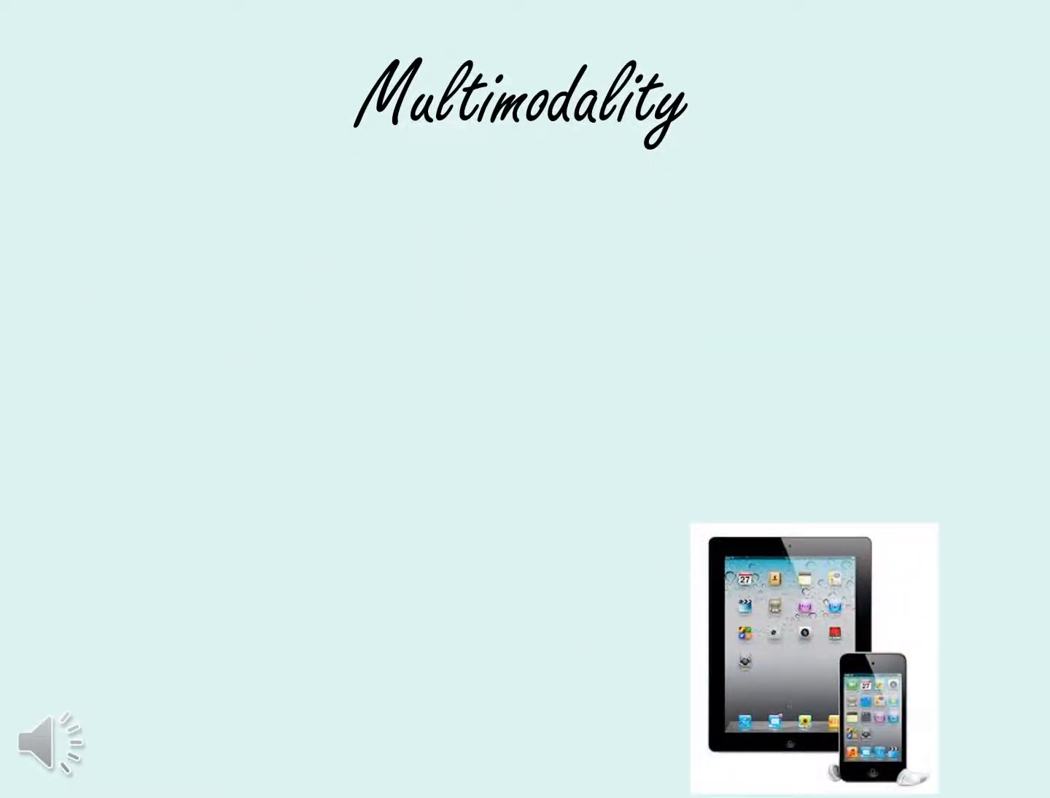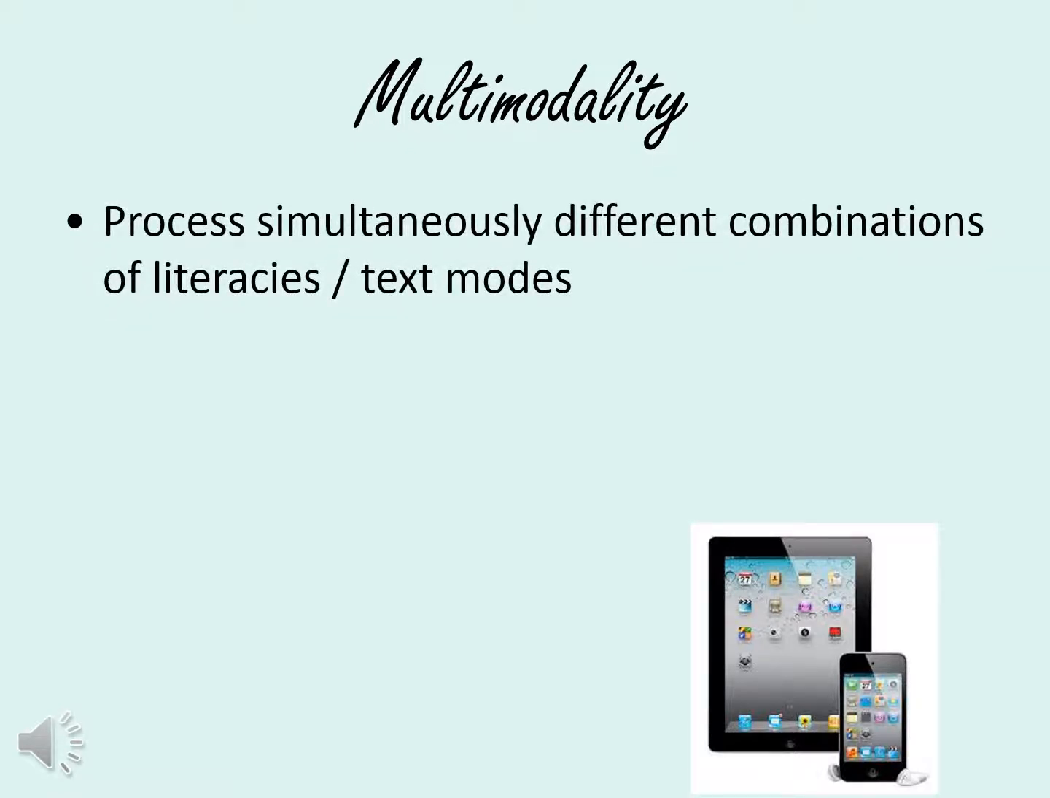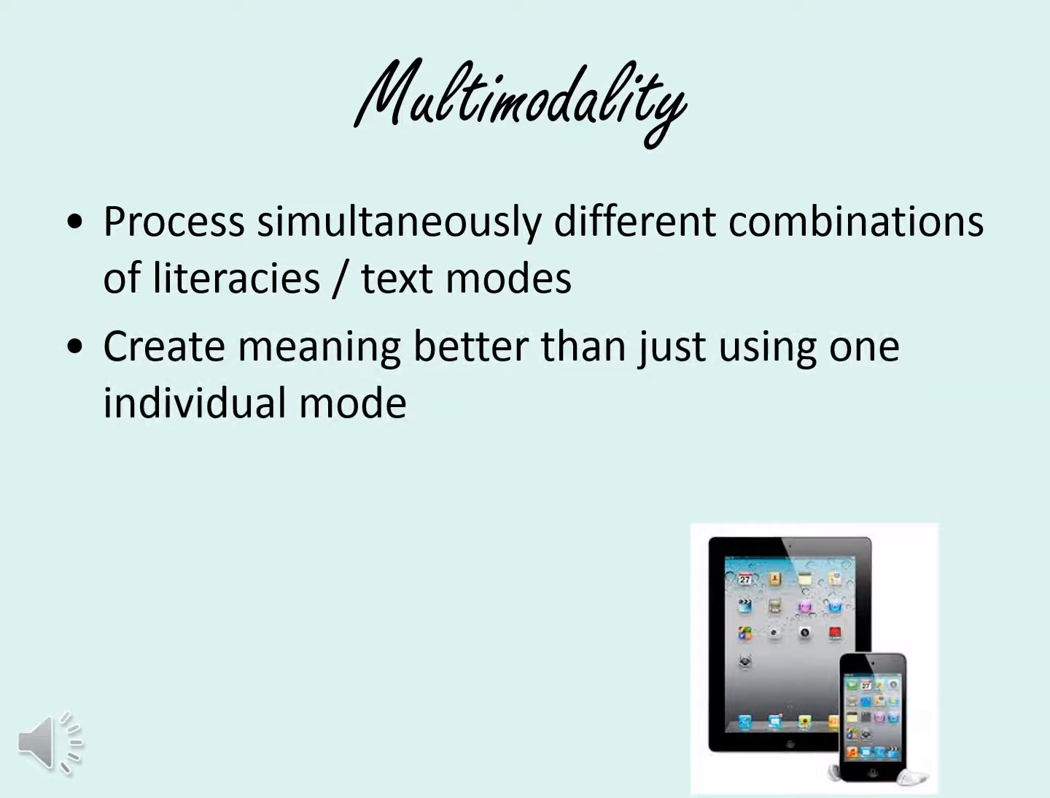So, this new technology affects many aspects of our lives, and to deal with these changes we have to have the skills to adapt. These skills can only be gained through experiencing new literacies. To be successful at this, people must process simultaneously different combinations of text modes. For example, image with sound with gestures. This grouping of modes is called multimodality. Multimodality allows us to create meaning better than using just one individual mode.